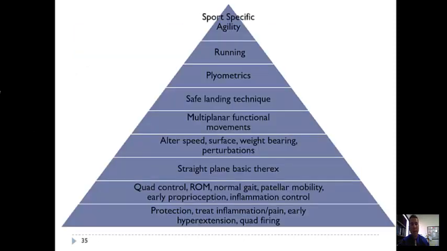A general schema for the progression, I'll leave you to read. It's more spelled out with detail in the Wilk paper, and you certainly need to reference that.